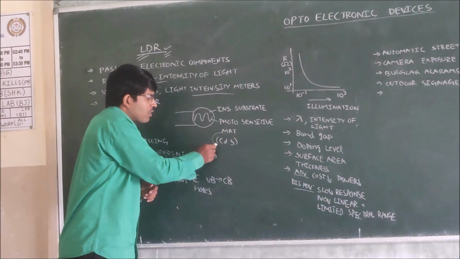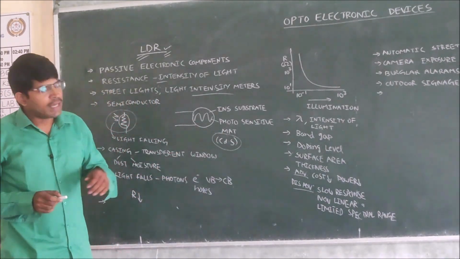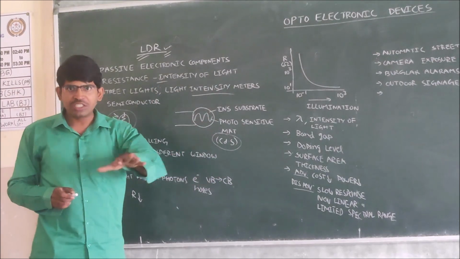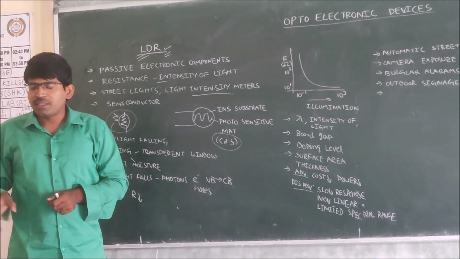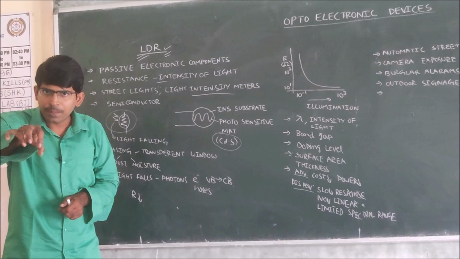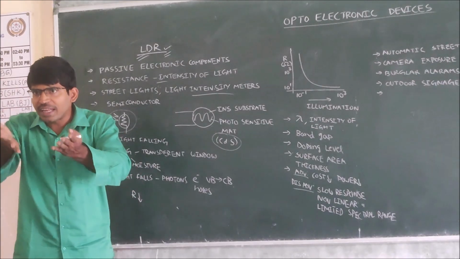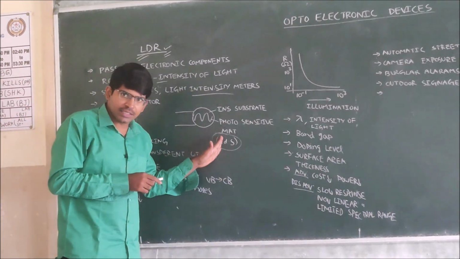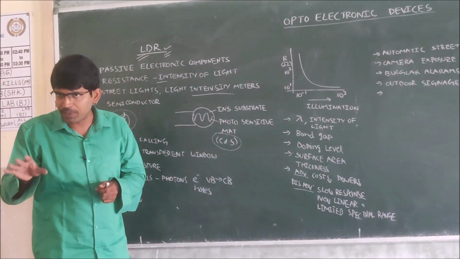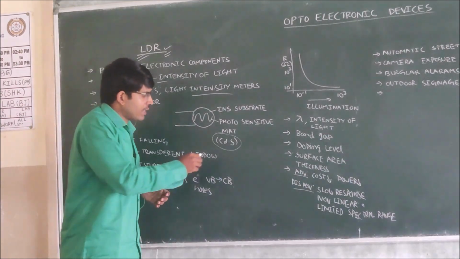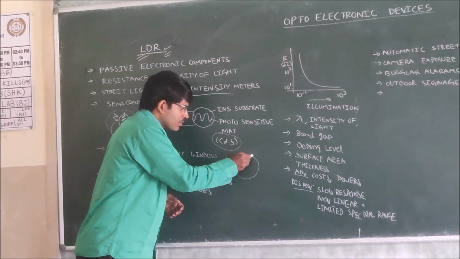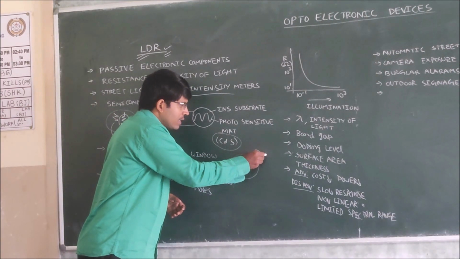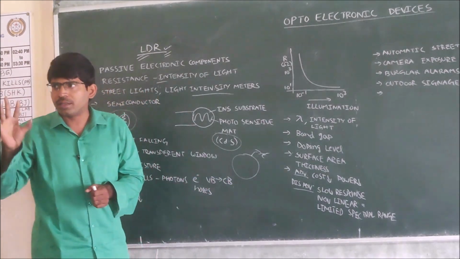Example, I am using cadmium sulfate. This cadmium sulfate is a photosensitive material, meaning it will capture the light. It will take the light. Example, after taking the light in this cadmium sulfate, which is a semiconductor material, the electrons in the last orbit, they will come out and these electrons will become free electrons.